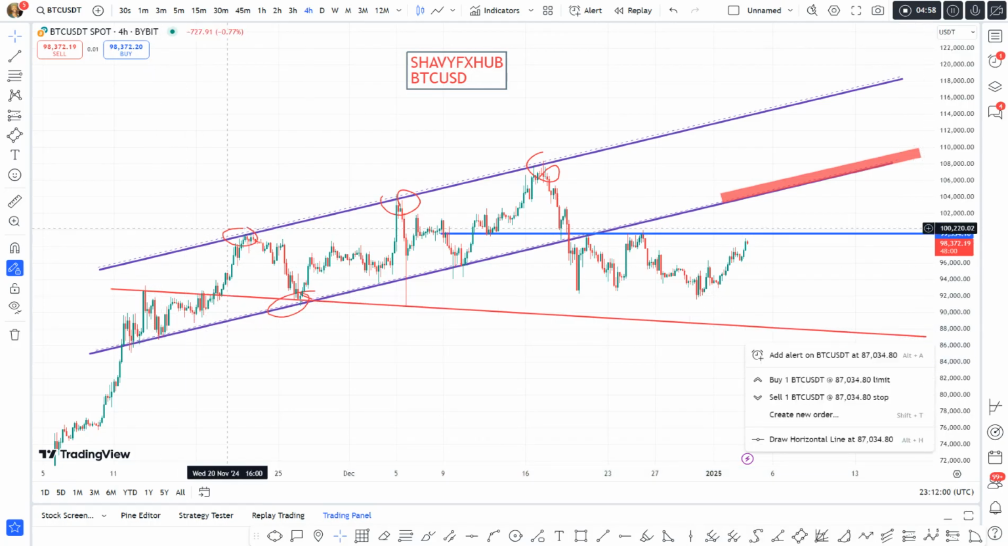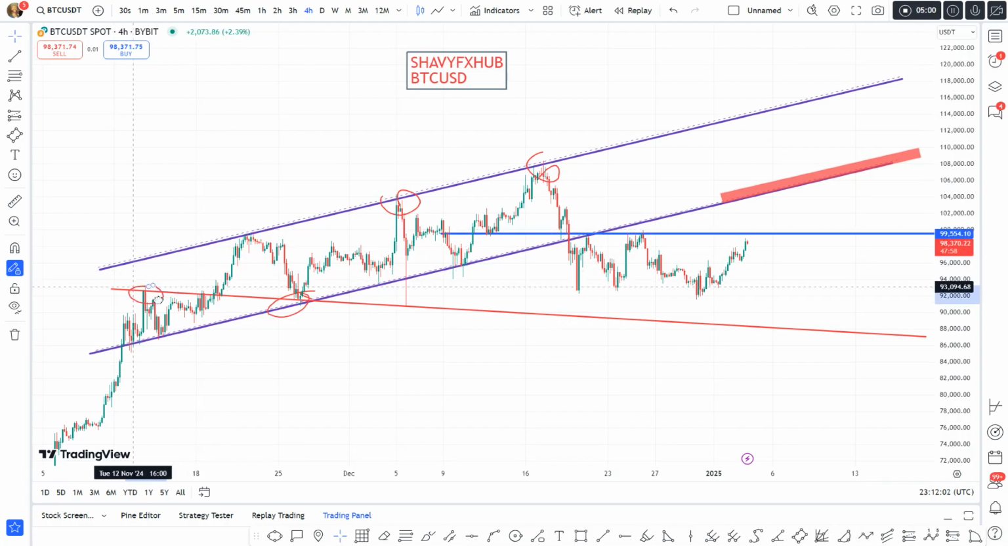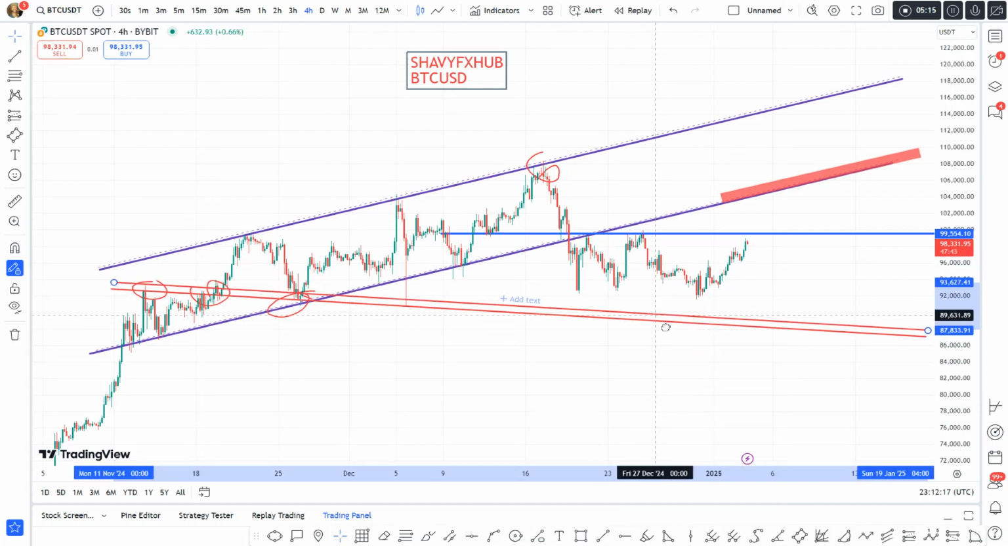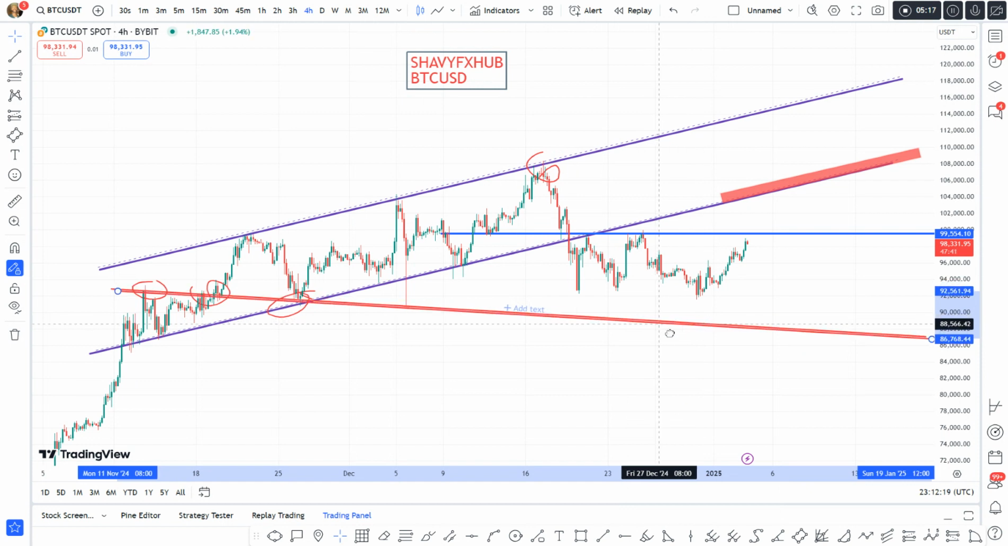We have here a supply roof. We have another supply roof at this area, and a possible breakout of a supply roof and a retest. The two supply roofs have given us a descending trend line, which is this. And that descending trend line brought a heavy wick, which a lot of people call manipulation.